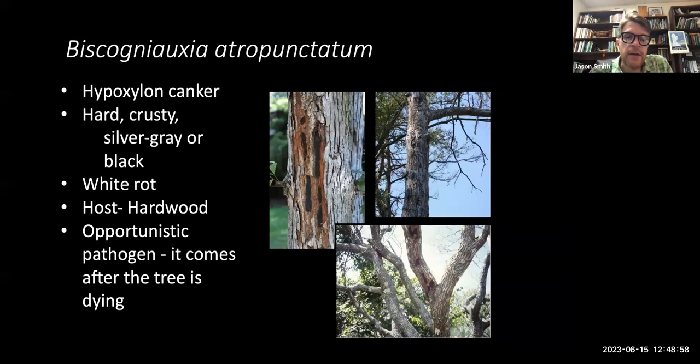Then we have Biscogniauxia, the so-called Hypoxylon canker. It used to be known as Hypoxylon. It's now known as Biscogniauxia. These are canker rot fungi that can cause large portions of the cambium to die, and then once it dies, the bark falls away, and you get the fruiting structures, which are usually black or gray. And this is associated with trees that are stressed, whether it be due to drought or compaction or something like that. But they're very opportunistic.